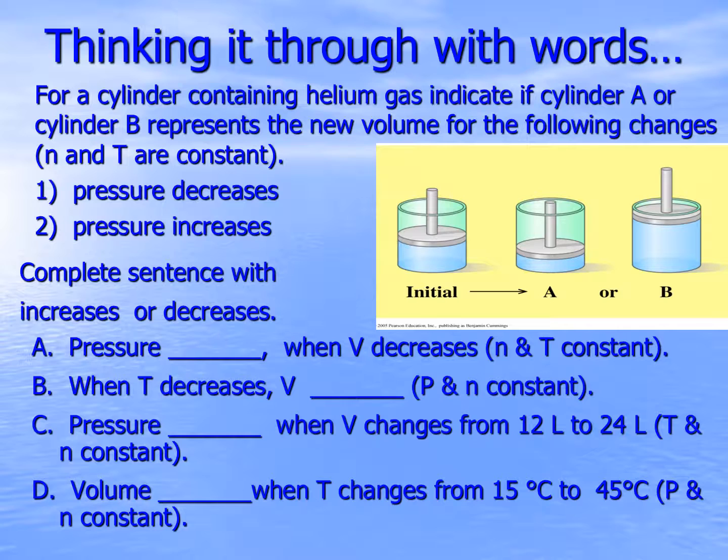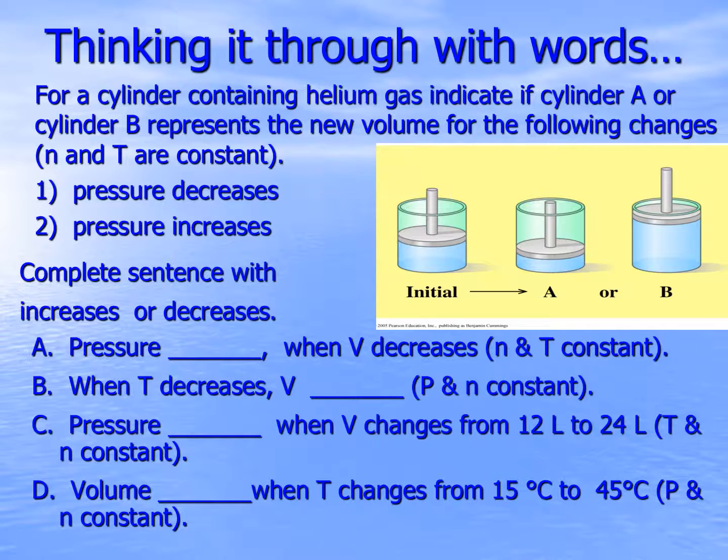What does pressure do when volume changes from 12 to 24? So we're doubling the volume, we're increasing the volume, kind of like going from initial to B. Spreading the molecules out in a larger volume means pressure goes down. So Boyle's law, pressure and volume are inversely related.